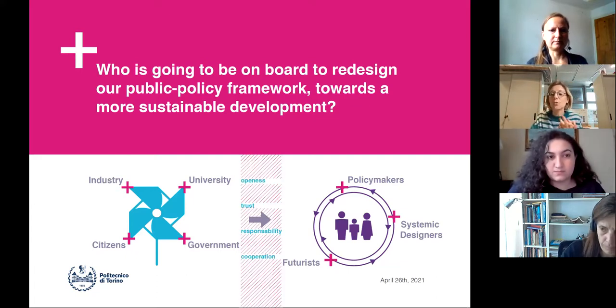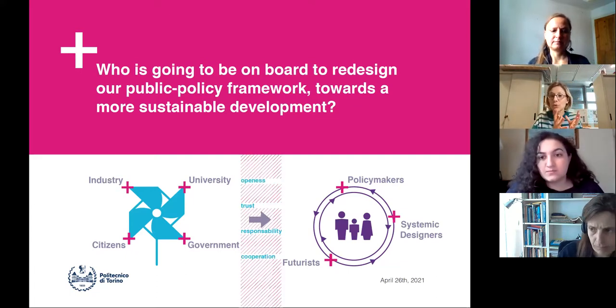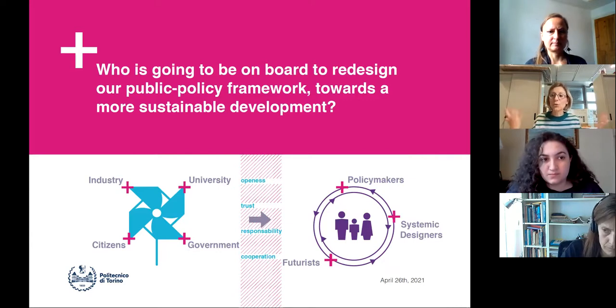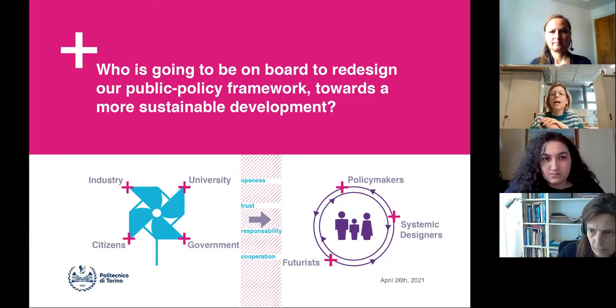Not only are those actors crucial in that process, but also the approach that they use to cooperate one with the other. They should be open-minded, they should trust one another, and have their own responsibility.